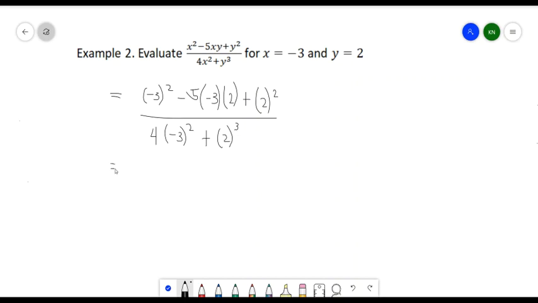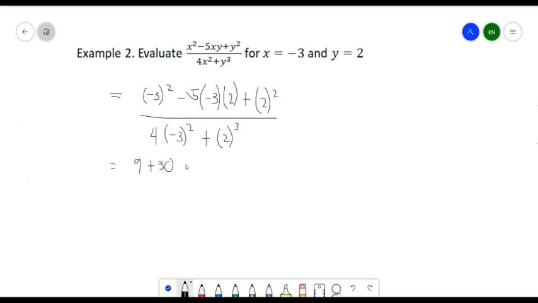Now, if we solve this individually, find the values and simplify. -3 squared, that is -3 times -3. So we have +9, minus -3 times 2, we have -6, times 5, that is -30. And since this is negative, we will have +30.